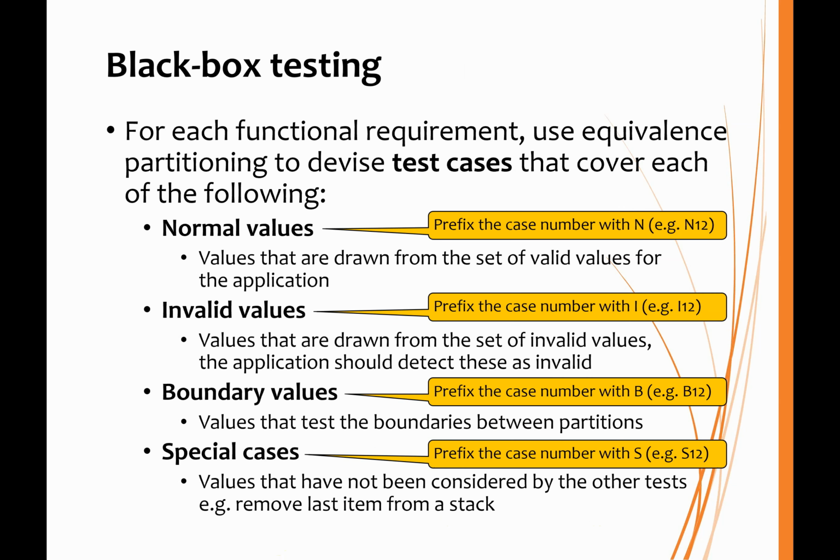When it comes to black box testing, we would want to devise some tests based on the requirements that we have. One approach to this would be to focus on tests that cover normal values, more tests that cover invalid values. Then there are boundary values and special cases. The boundary values focus on the boundary between partitions, between valid values and invalid values. We use the special cases to list tests that are not covered by the other 3 categories.